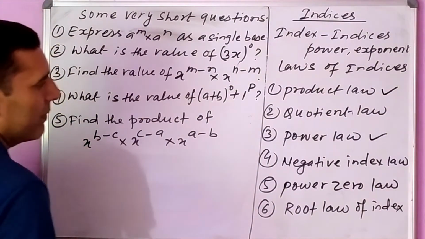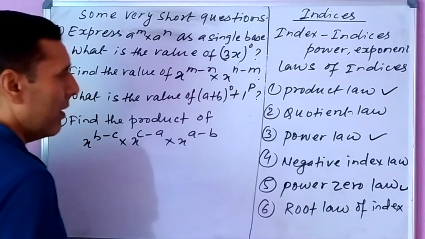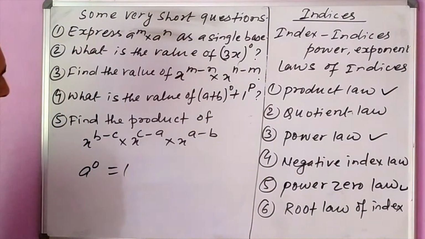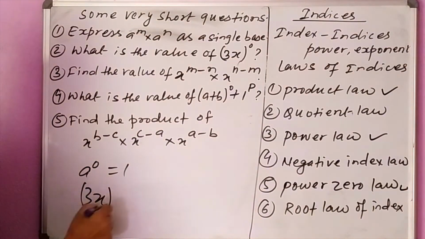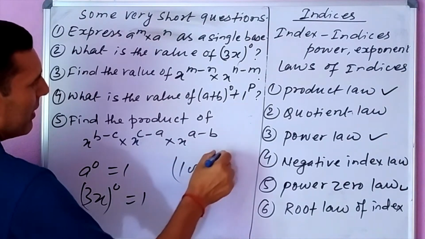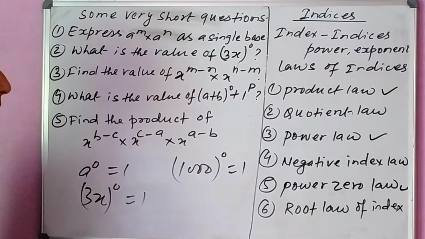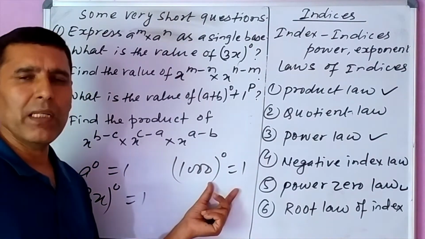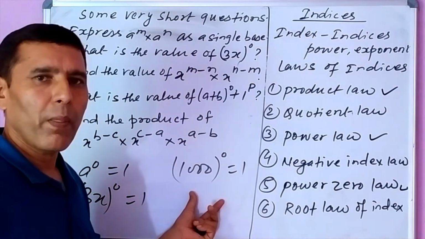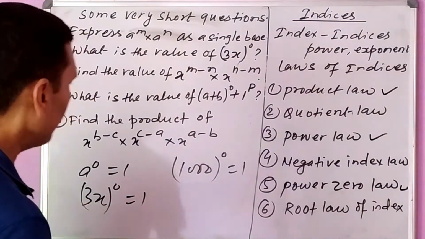Similarly, we have the power 0 law. It is very common. A to the power 0 is equal to 1. 3x to the power 0 is 1. 1000 to the power 0 is also 1. So power 0 of any number, any value, anything, is always 1. This is known as the power 0 law.